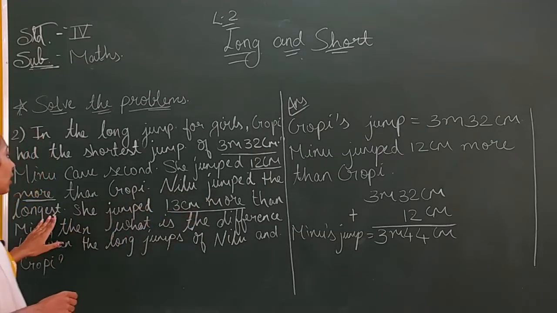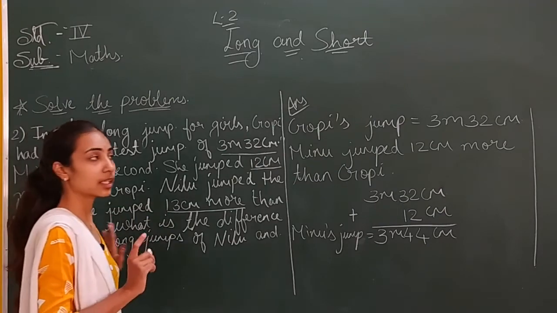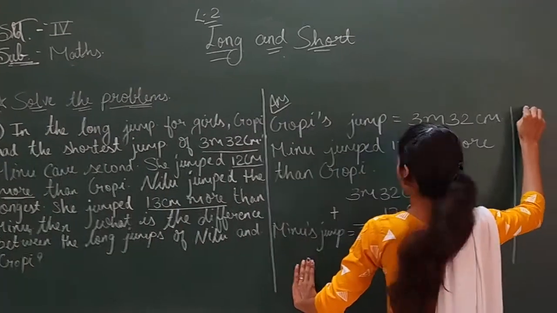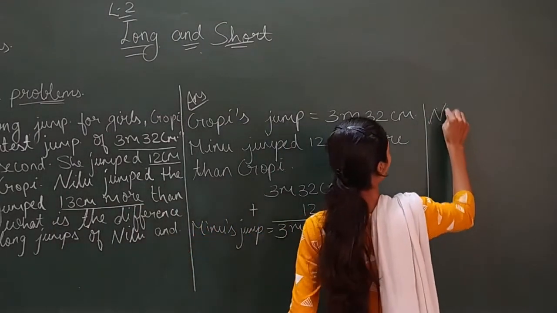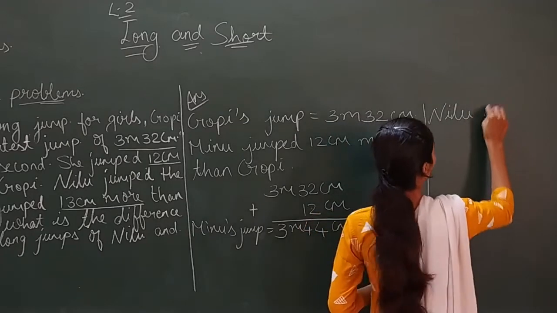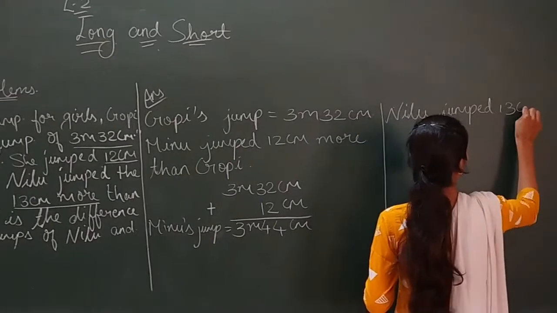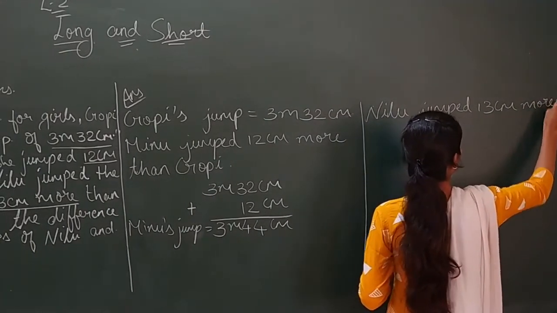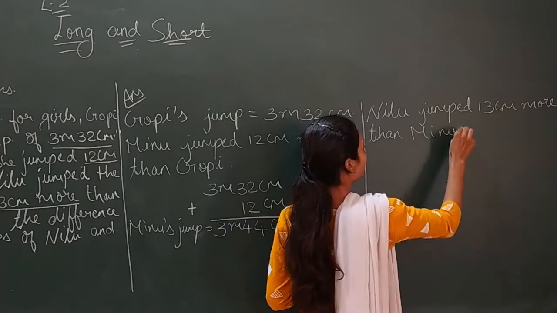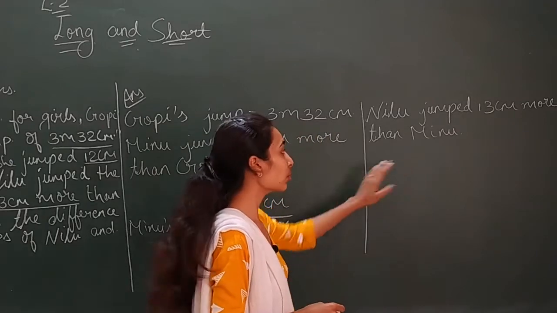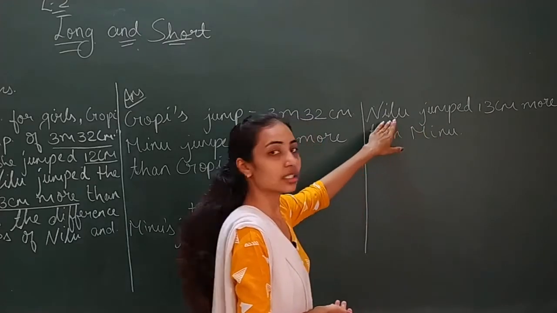Nilu jumped the longest. She jumped 13 centimeter more than Minu. She is jumping 13 centimeter more. Who is jumping? Nilu. Nilu jumped 13 centimeter more than Minu. Nilu is jumping 13 centimeter more than Minu. Now we will add 13 centimeter in Minu's jump. Then we will get the jump of Nilu.